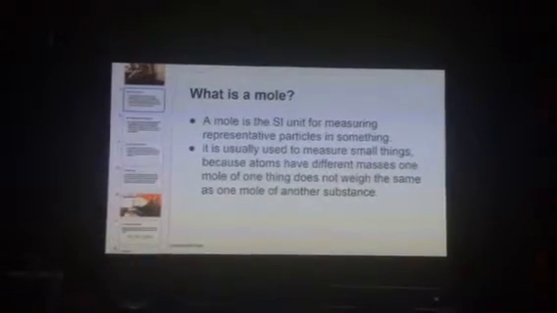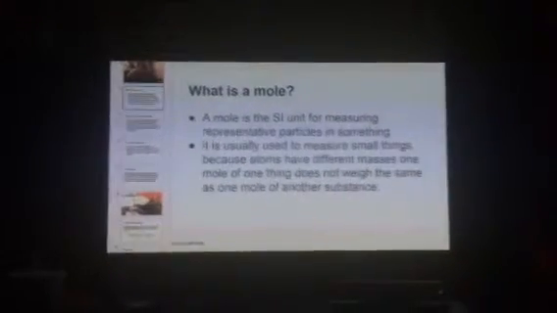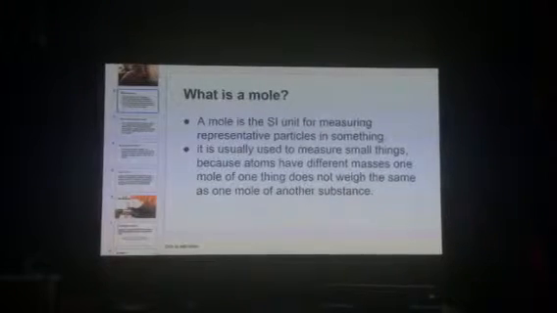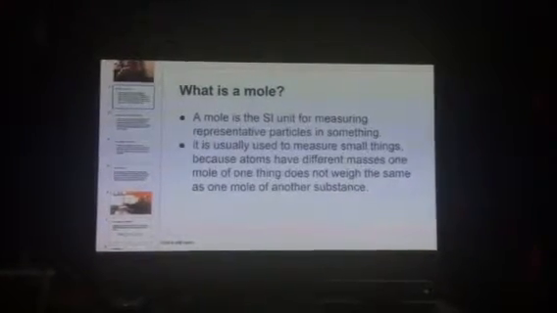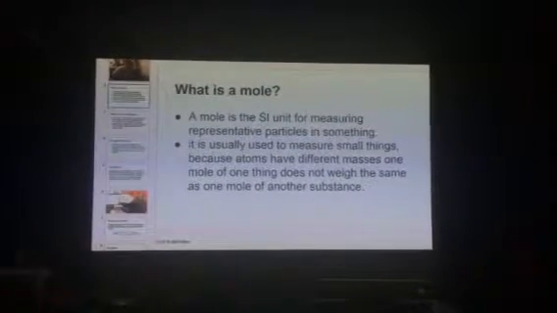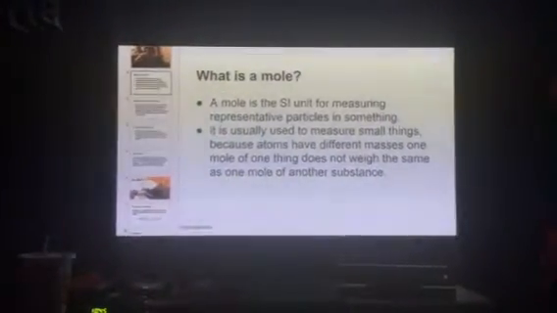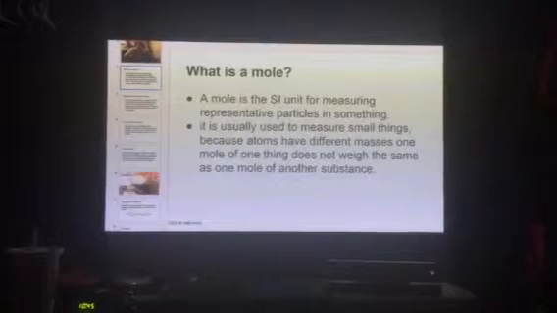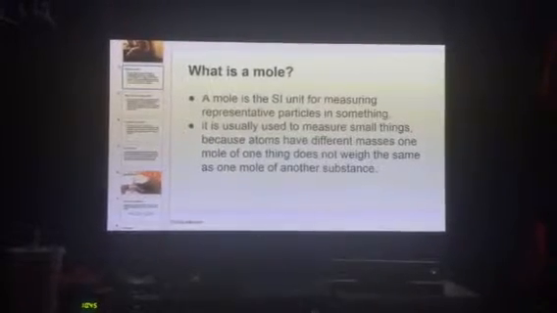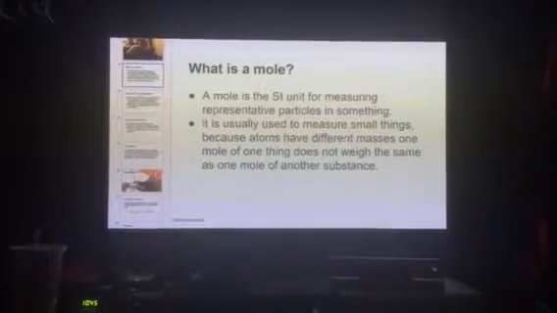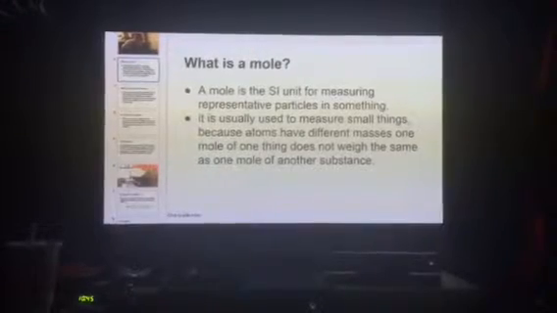Alright, we have what is a mole? A mole is the SI unit for measuring representative particles in something. It is usually used to measure small things like atoms or particles or ions, etc. Because atoms have different masses, 1 mole of one thing does not weigh the same as 1 mole of another substance.